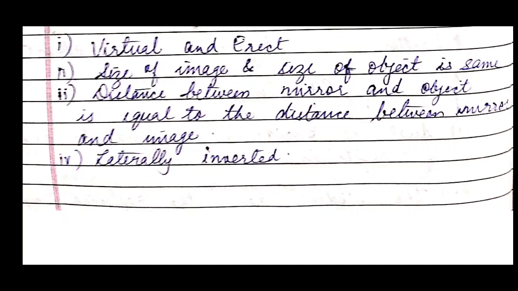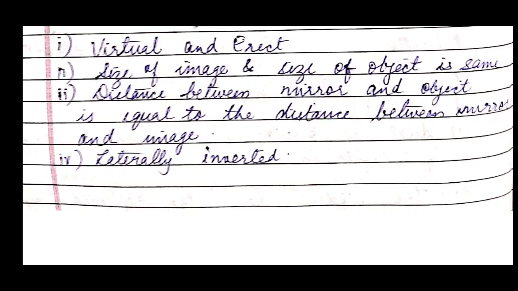The distance between the mirror and the object is equal to the distance between the mirror and the image. Suppose you have kept a pencil in front of the mirror and the distance between the mirror and the pencil is 5 centimeters. So the image behind the mirror will also be at a 5 centimeter distance. That means the distance from the mirror to the object and to the image will be the same.